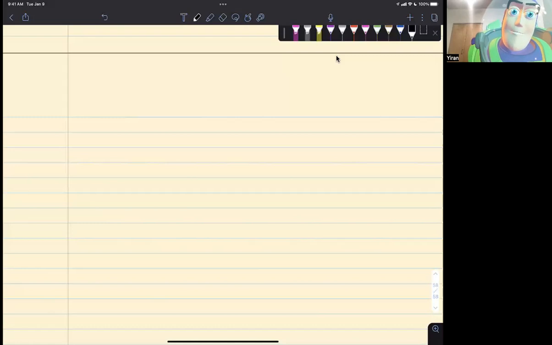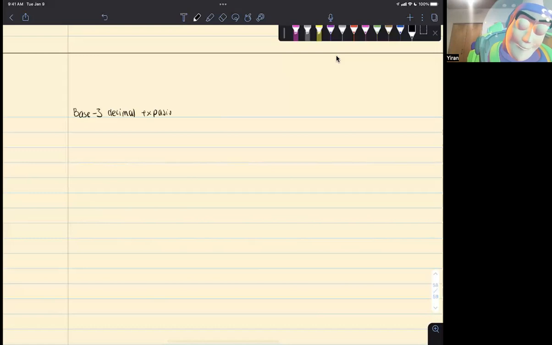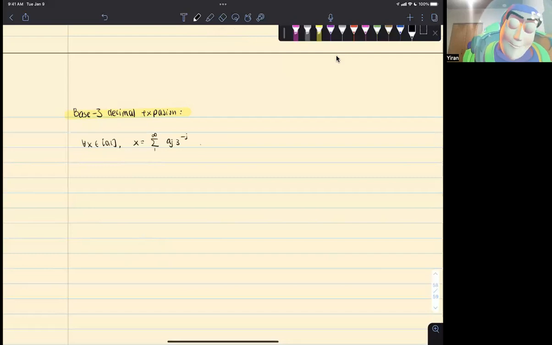Okay, so first of all, before we introduce the Cantor set, we're going to introduce an expression, and that expression has a name. It's called base 3 decimal expansion. For every x in [0, 1], x can be written as the sum from j = 1 to infinity of a_j times 3 to the power of negative j, where a_j is equal to 0, 1, or 2. So it's like you have an infinite series, an infinite linear combination of 3 to the power of negative j, and the coefficients in front can be 0, 1, or 2.